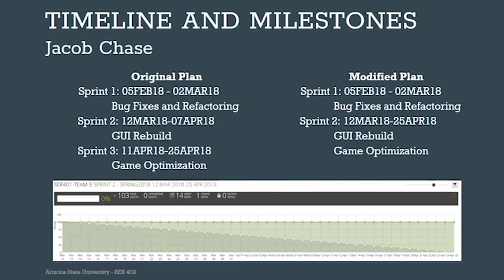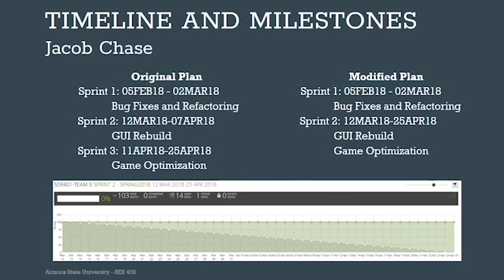Our original plan for our sprints was to break them down by major project milestones, which gave us 3 sprints for the semester of roughly equal work. The first sprint had a focus on fixing bugs and refactoring, the second focuses on a rebuild of the GUI for our mobile game, and the third will focus on speed of deployment and optimizations for our game. The initial timeline can be seen above, with Sprint 1 lasting for about 26 days, Sprint 2 for 27 days, and Sprint 3 for 27 days.